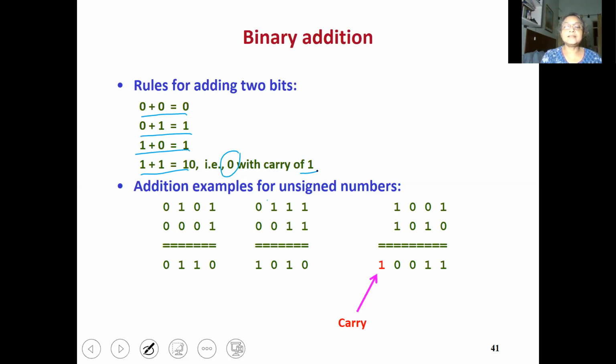When adding these numbers, 0 is the result and 1 is the carry, and so on for each position. Now consider this set of numbers: 1001 plus 1010. If you add, here you get 1, here you get 1, here you get 0, here you get 0, and there's a carry of 1. So you have 4-bit numbers, but when you add, you may get a 5-bit number, where this one is the carry out of the number.